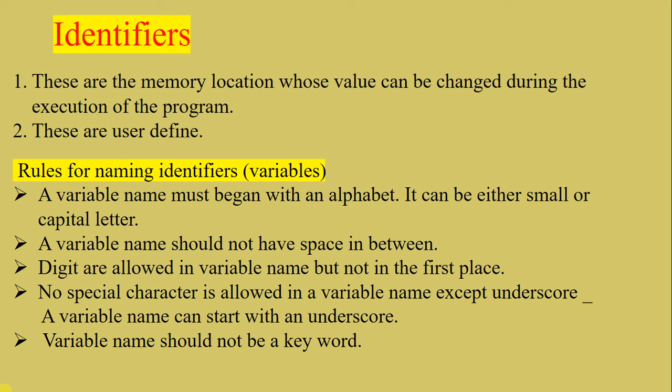Rules for naming identifiers. A variable name must begin with an alphabet. It can either be a small or capital letter. A variable name should not have spaces in between. Digits are allowed in a variable name but not in the first place. No special character is allowed in a variable name except underscore. A variable name can start with an underscore. A variable name should not be a keyword.